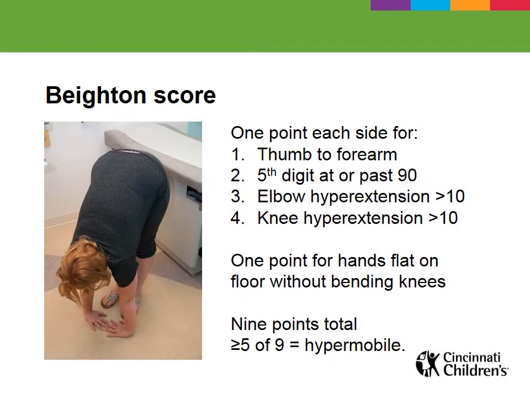In scoring the overall Beighton score, we give 1 point for each side for pressing the thumb to the forearm, flexing or extending the fifth digit past 90 degrees, extending the elbow past 10 degrees, and extending the knee past 10 degrees. Additionally, the final point comes from being able to put hands flat on the floor without bending the knees. Each side is scored, so for the arms and knees, there are 8 possible points, and the final point comes from placing the hands flat on the floor.